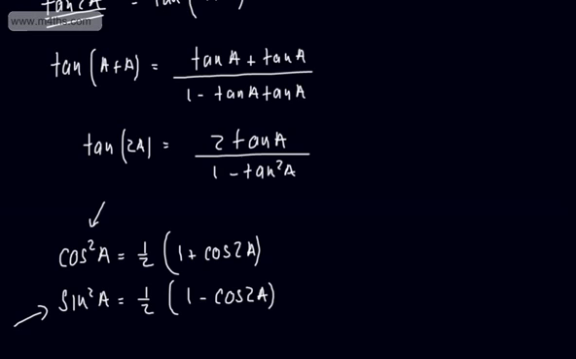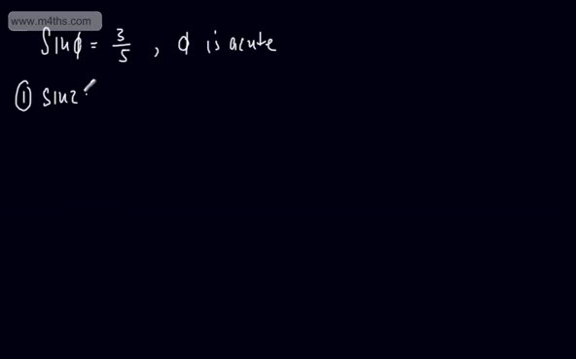Let's move on now to some basic work with these double angle identities. Let's start off with a nice example. Let's say sine theta is equal to 3/5. We'll say now that theta is an acute angle, so theta is acute, and we might want to find sine of 2 theta. Let's do cos of 2 theta.